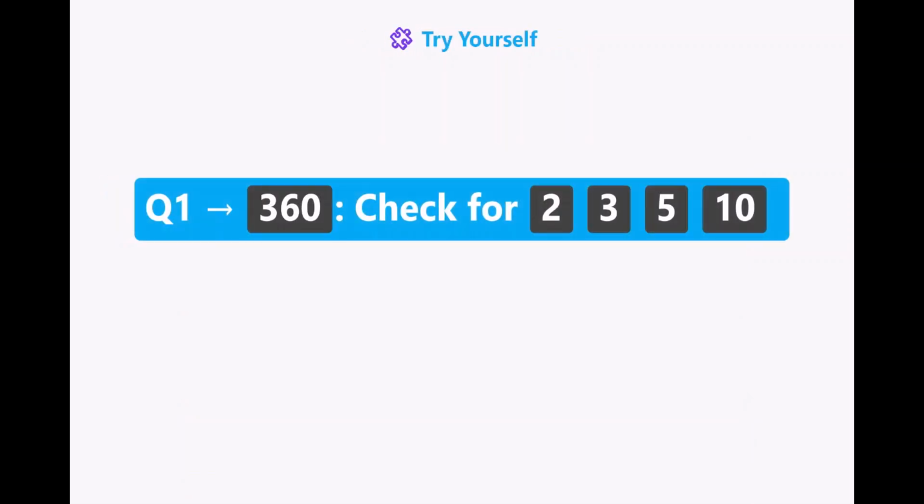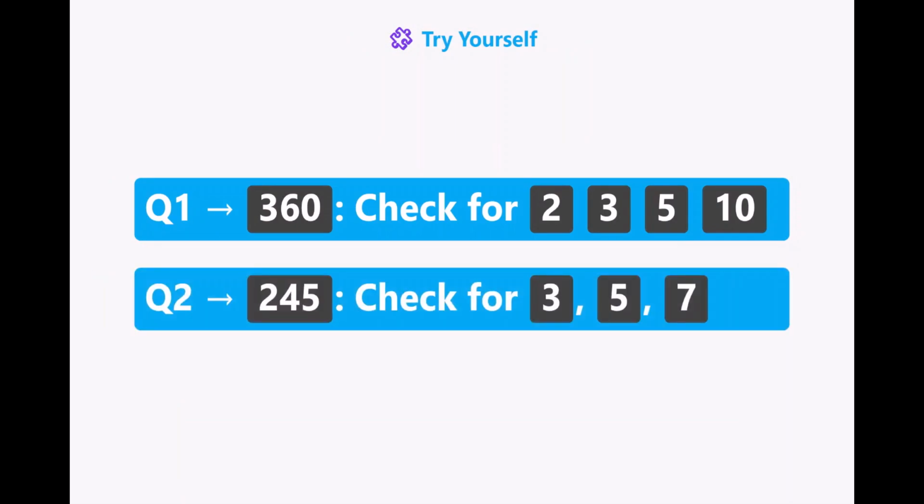Try these 2 problems and tell me your answers in the comments. Think carefully and share your answers below.